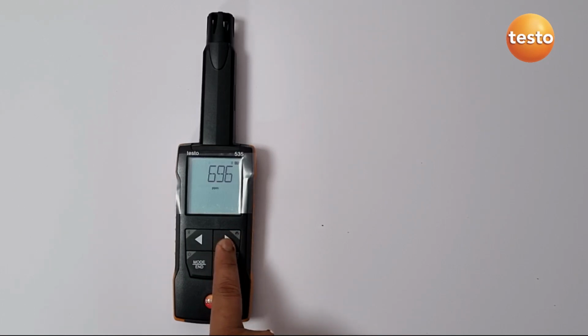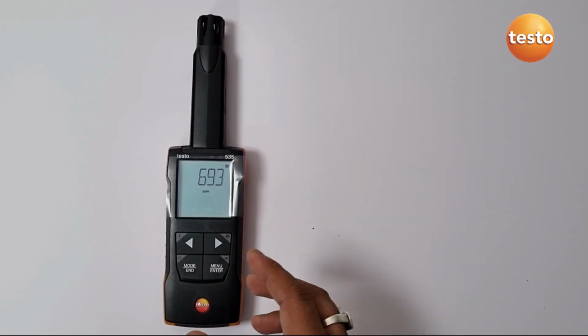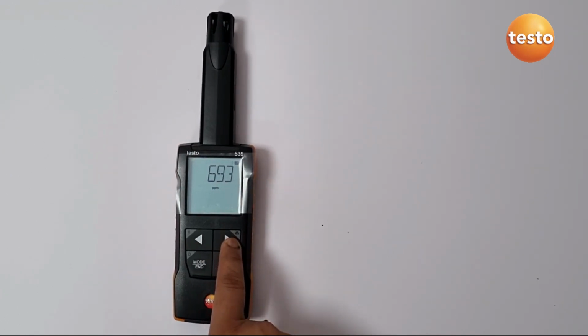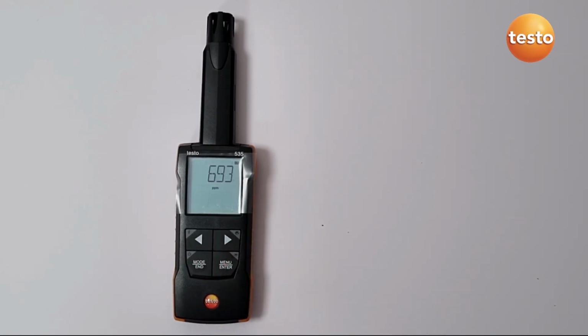Now the right arrow key, if you long press it and you have a Testo Bluetooth printer, long pressing this key will directly print the data, so you can directly see it at the site where you are doing the measurement.